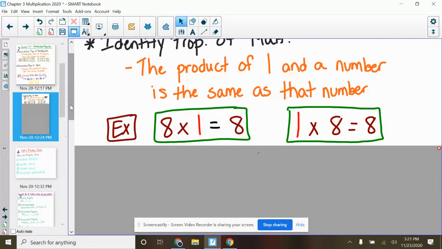So at any point in time, if you need to stop this video so that you can get these notes down and make sure that you understand what it is that I'm saying, that's important to do so.